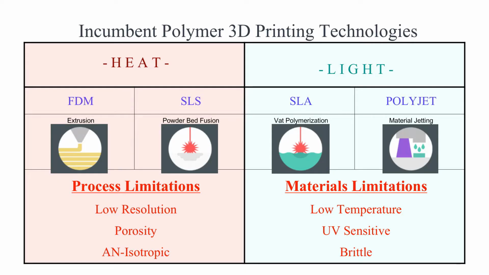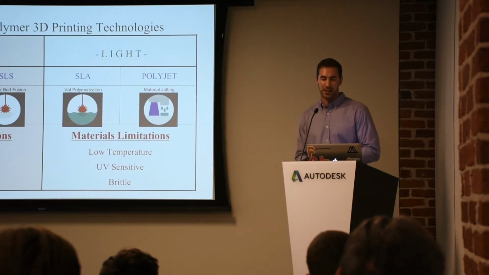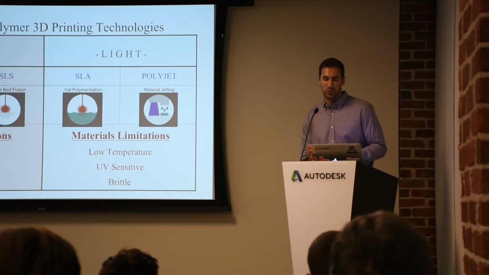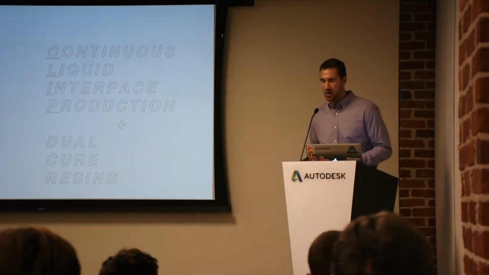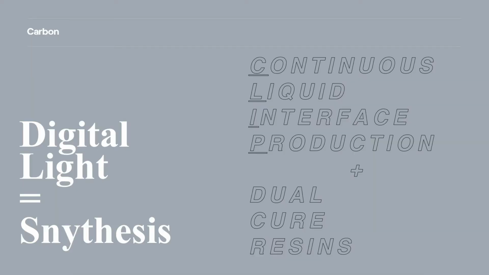But we know that there are a lot of limitations to existing technologies. A lot of the heat-based technologies have process limitations. A lot of the light-based technologies historically have had material limitations. And I think what we've essentially done here is solved those two main sets of limitations. With our process, digital light synthesis, and some of the formatting's gotten a little screwed up here, I converted it from Keynote to PowerPoint.